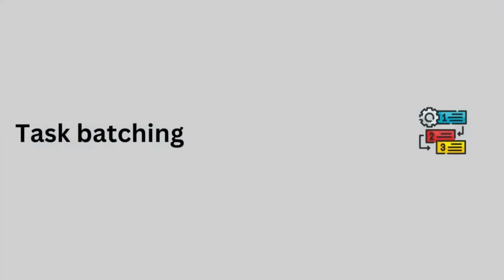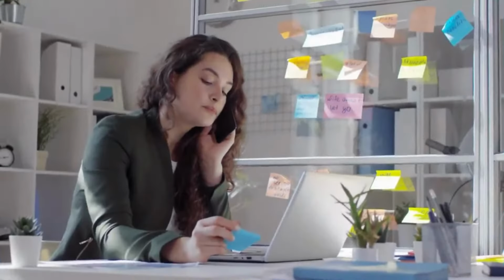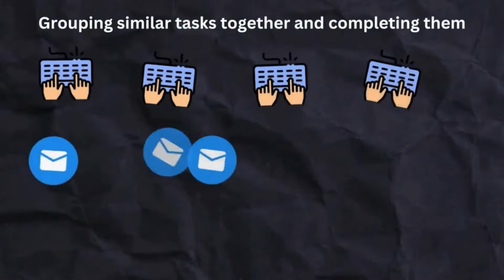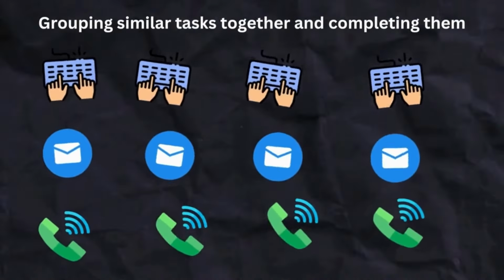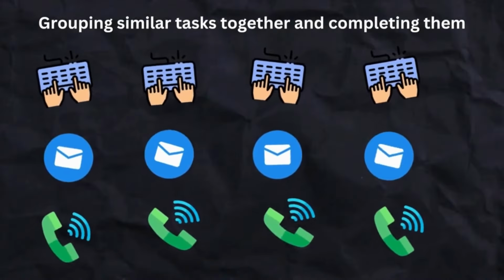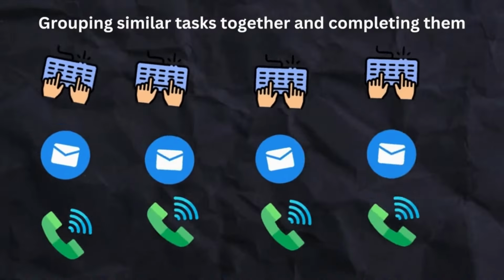Task batching is a productivity strategy that involves grouping similar tasks together to complete all at once. This technique can help you avoid multitasking and increase the amount of time you have to focus on specific tasks. For example, instead of checking emails throughout the day at different times, you check email all at the same time.